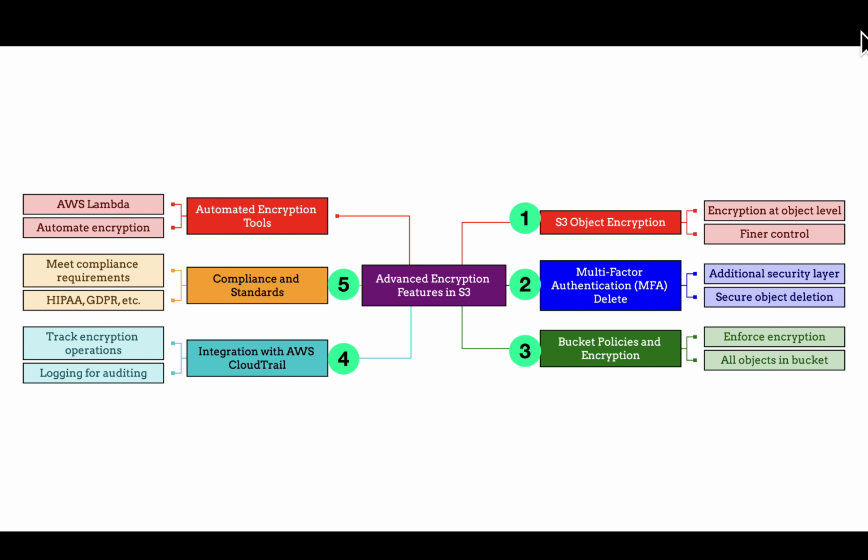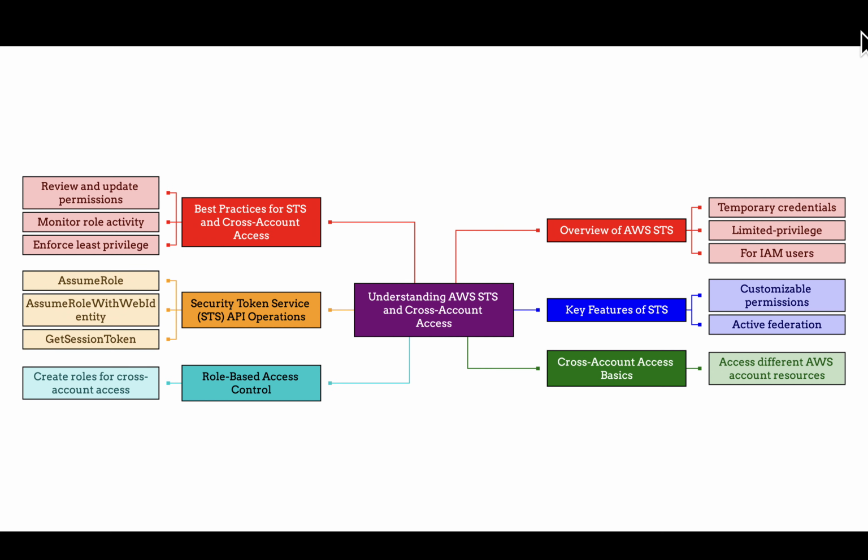5. Compliance and standards. S3 encryption helps in meeting various compliance requirements like HIPAA, GDPR, etc. 6. Automated encryption tools. Tools like AWS Lambda can be used to automate the encryption of newly uploaded files. Understanding AWS STS and cross-account access. 1. Overview of AWS STS.